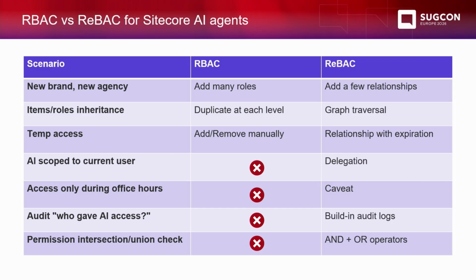If you need to delegate your permissions to AI agents, it's impossible in role-based access control, but it works in relationship-based. Also, you can create any attribute-based access control. For example, we can create a function like access to the resources only during working hours, and it's known as caveat in relationship-based access control, and works out of the box.